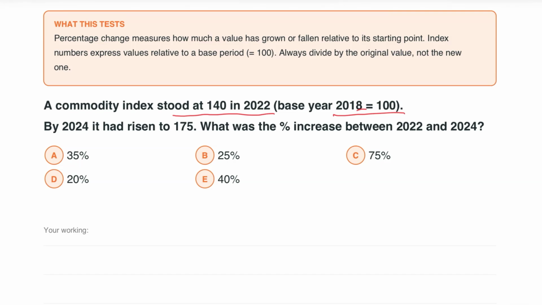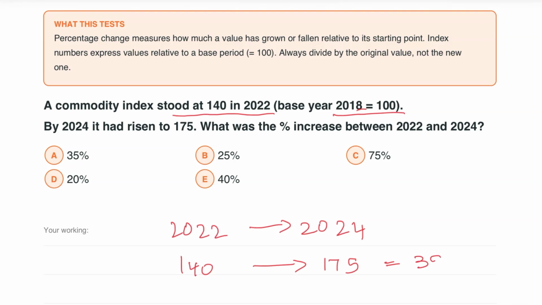Now remember, in this question, the base year 100 is there to distract us. Why? The question is asking the percentage increase between 2022 and 2024, not 2018. Therefore, 2018 is irrelevant in this instance. Find the change between this. How much was it in 2022? 140. It went to 175. It is a 35 increase. Remember, this is the original, this is the new. Always look at the original.